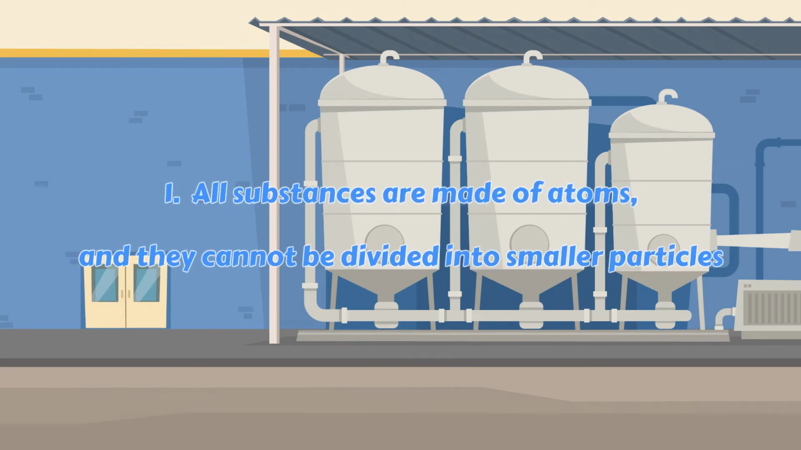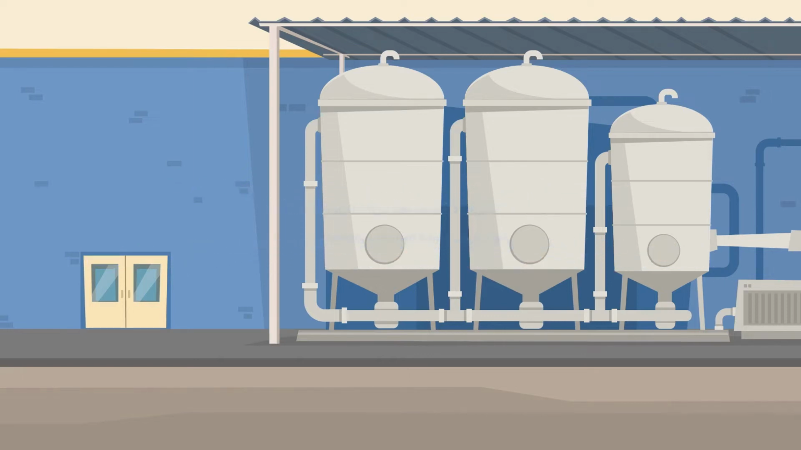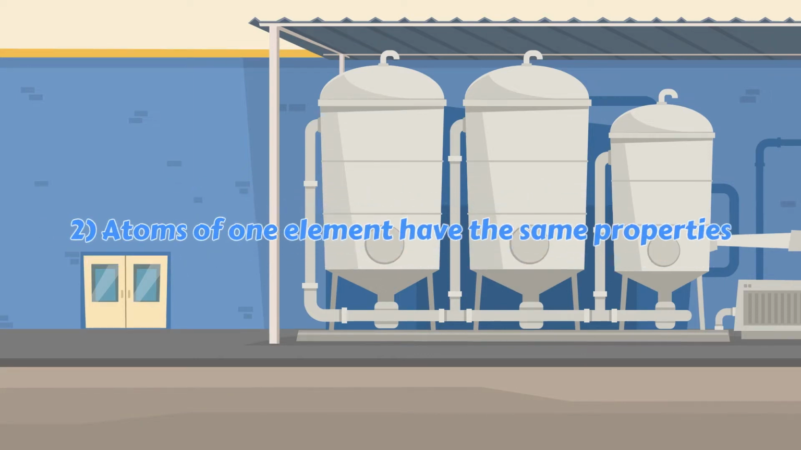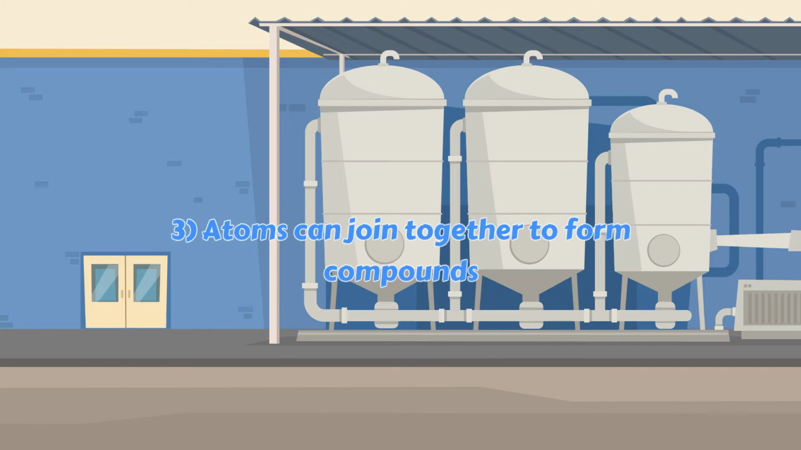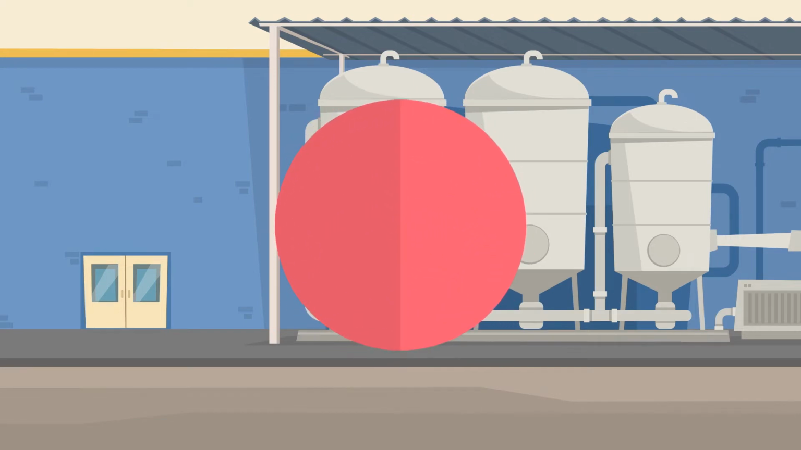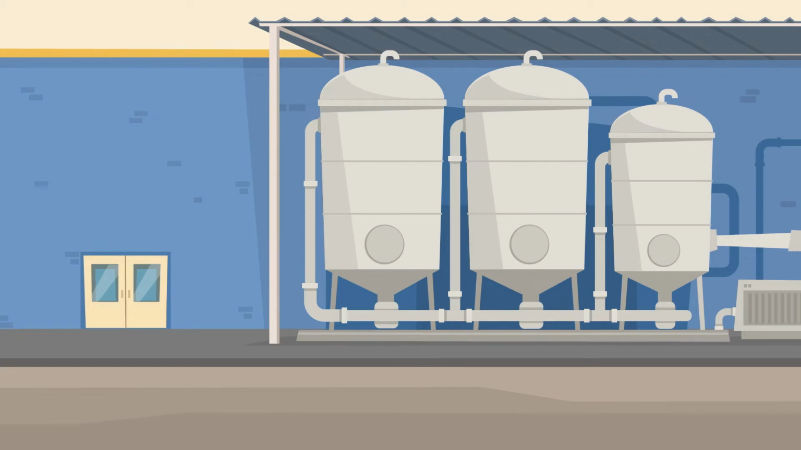1. All substances are made of atoms and they cannot be divided into smaller particles. 2. Atoms of one element have the same properties. 3. Atoms can join together to form compounds. Dalton modelled atoms as solid spheres of matter, which was accepted until the electron was discovered.